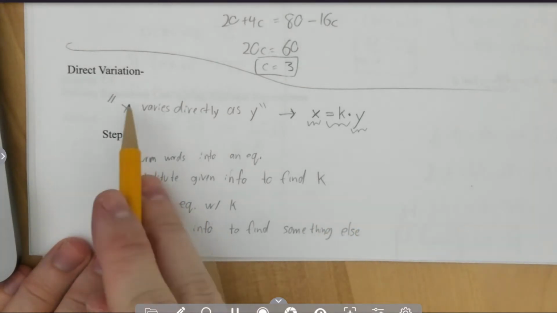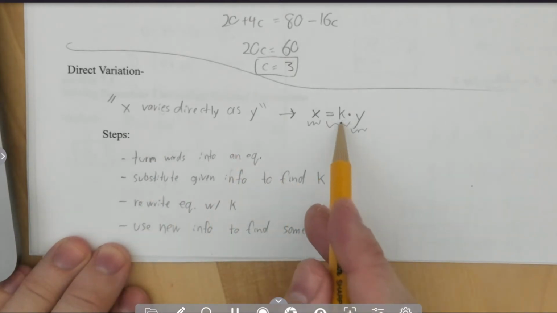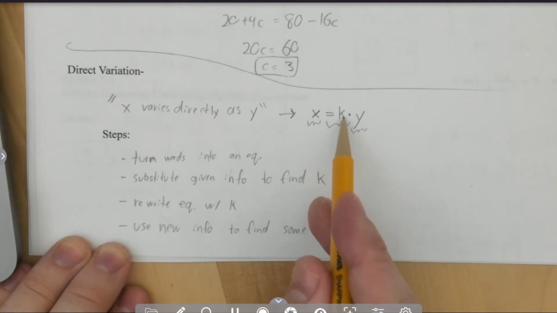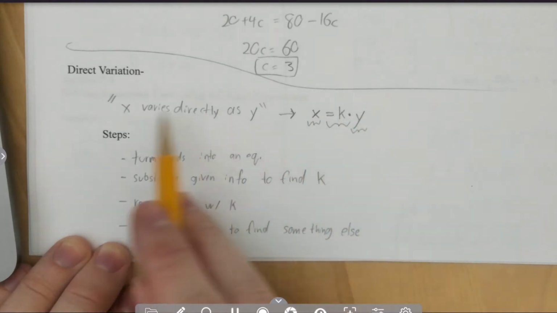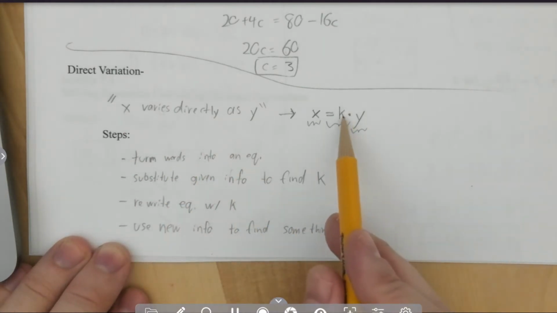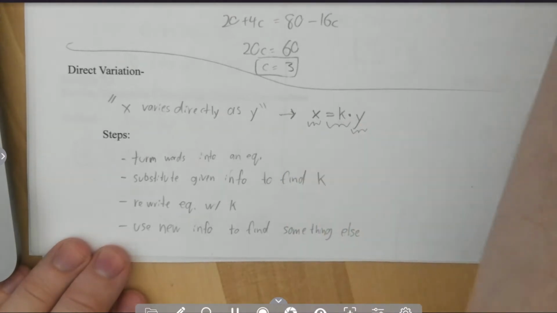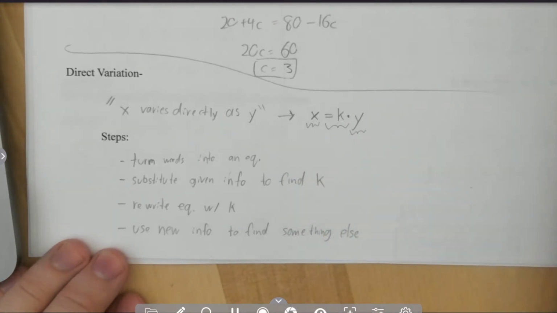So we're going to turn words into an equation. We're going to substitute the info to find that magical k, that unknown constant that kind of drives the whole varies directly. We're going to rewrite the equation with the actual value of k, and then use this formula again to solve for something else. This is used in a lot of physics and a lot of other areas as well.